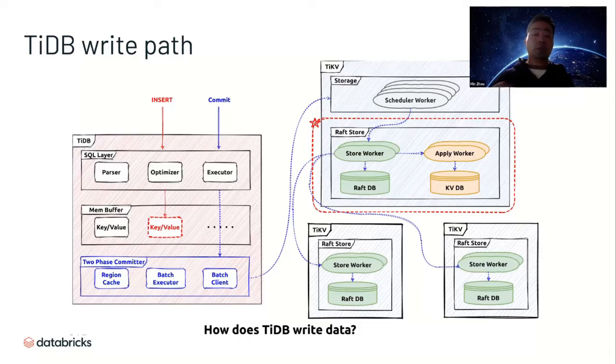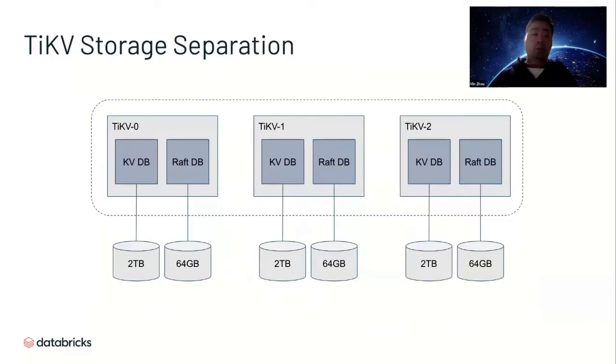Okay, and the first thing we can think about is that we are writing to the same storage, and the RaftDB and the KVDB are sharing the same disk. Whether we can separate them to get a better performance? Yes. And then we did a separation. We created a dedicated remote disk for the RaftDB. That's because the raft log is very small. We just need 64 gigabytes of storage, and we still keep the 2 terabytes for the KV storage.